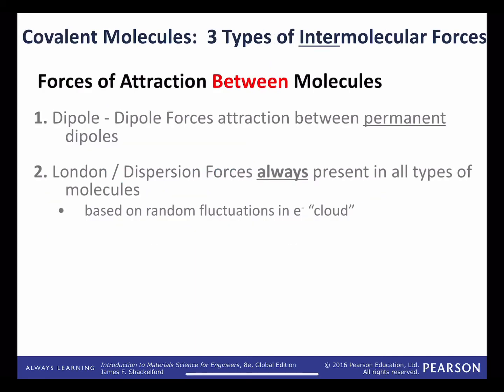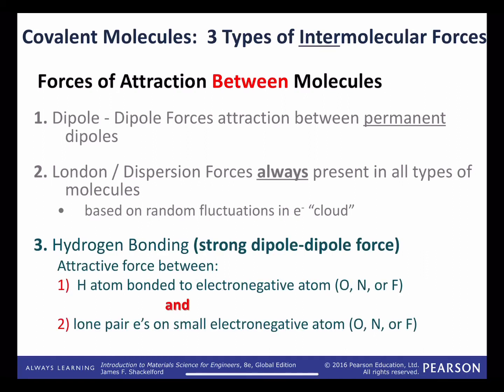Okay, third type here for an intermolecular force is, of course, the hydrogen bond. So this is a special dipole-dipole, permanent dipole force, and it's quite strong. And here we'll define it as an attractive force that happens when a hydrogen atom is bonded to an electronegative atom. Okay, so we have to satisfy that condition.